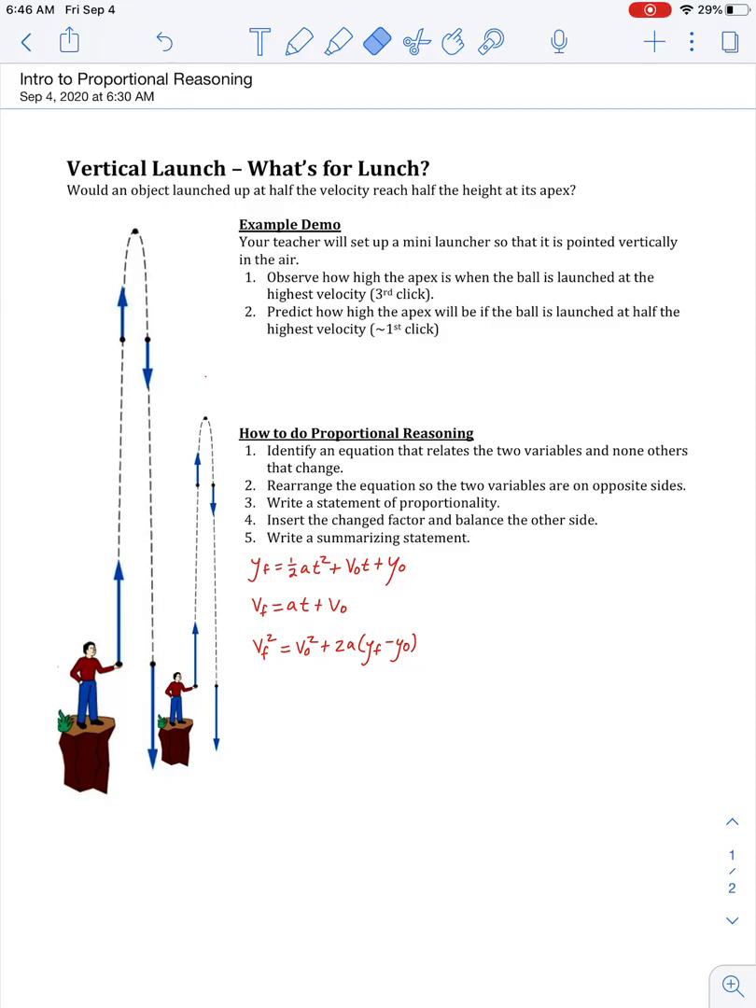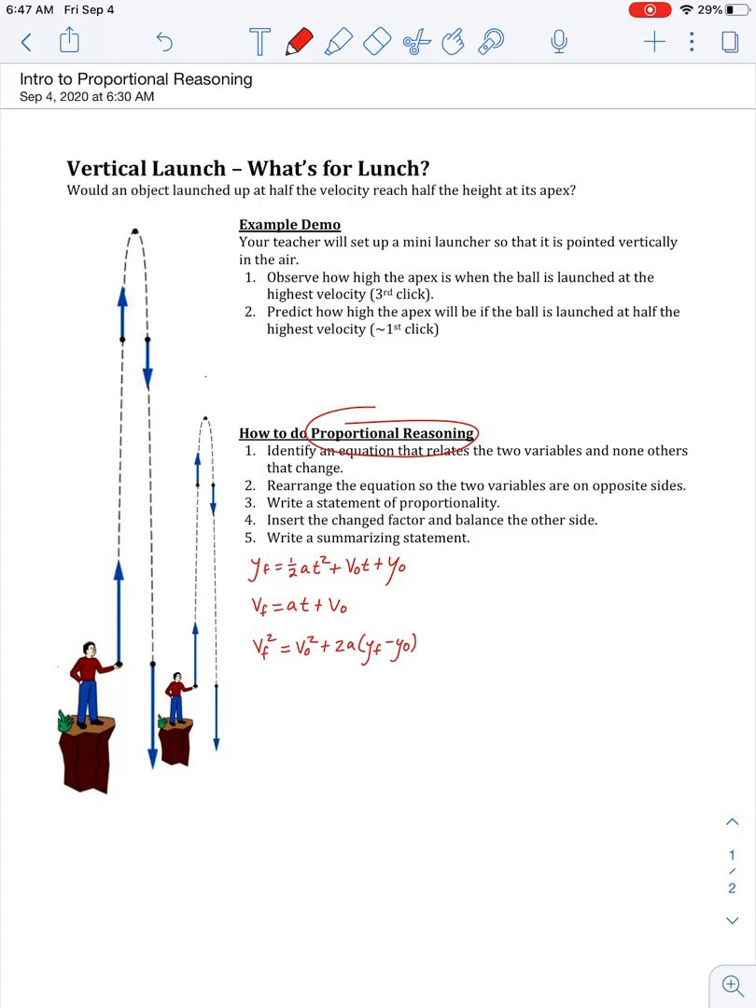Today I am going to talk to you a little bit about something we call proportional reasoning. And proportional reasoning is when something in a situation changes and you want to know how that changes something else.